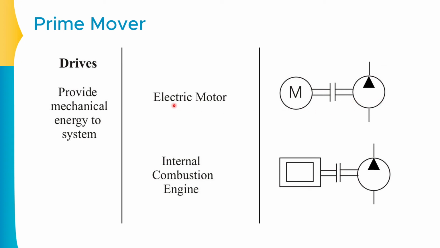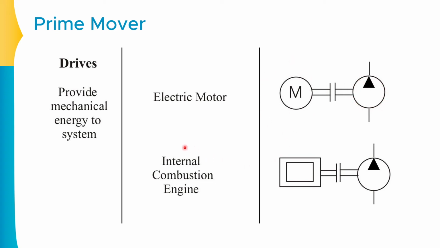The first element is the electric motor. So the electric motor will take the electricity from outside and it will convert that electricity into mechanical energy, and that will be transferred through the shaft into the pump. So this is one of the prime movers.